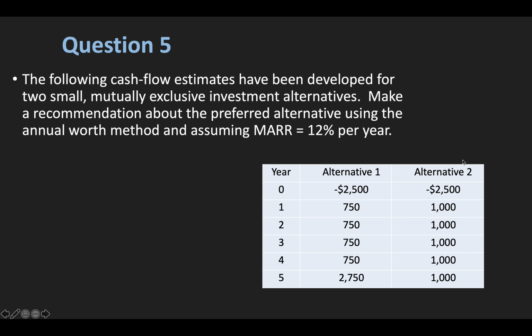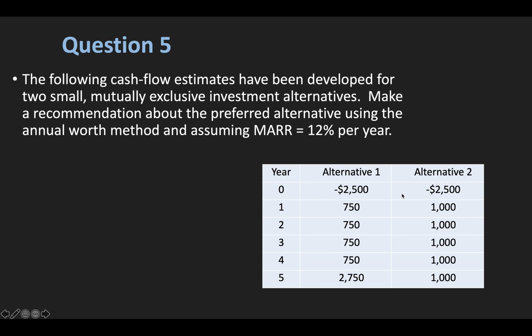So they are mutually exclusive alternatives. For alternative 1, year 0, this means that at year 0, your investment is 2,500. Then each year you get 750 until year 5. Year 5 you get 2,750. Well, that's a big jump from previous years, right?